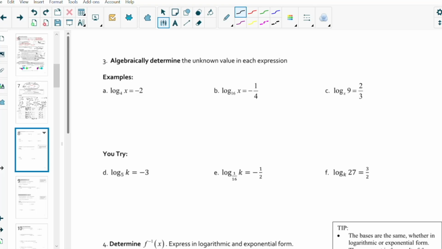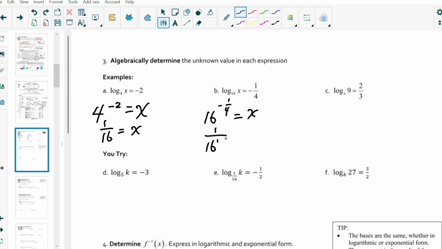Algebraically determine the unknown value in each expression. So this is where your knowledge of how to convert between logs and exponents comes in handy. If I have log base 4 of x equals -2, it's 4 to the -2 equals x. 1/16 equals x. Okay, log base 16 of x equals -1/4. 16 to the -1/4 equals x.